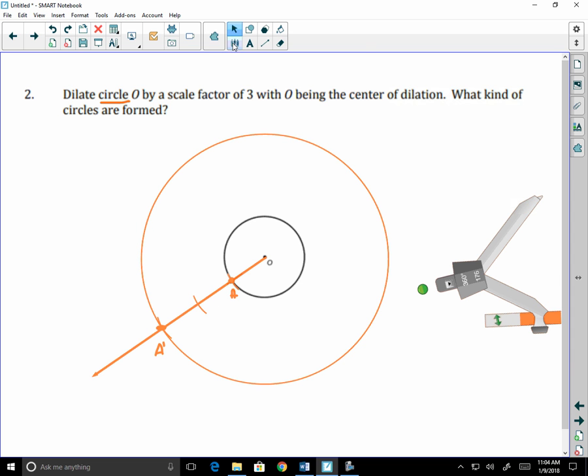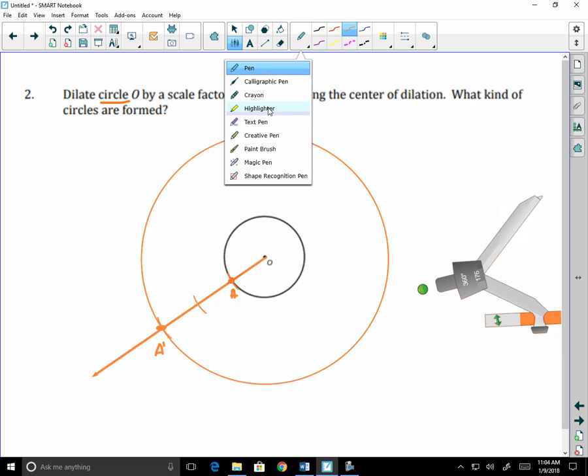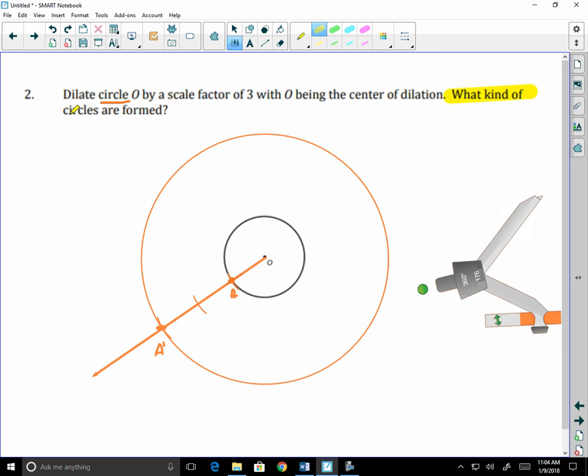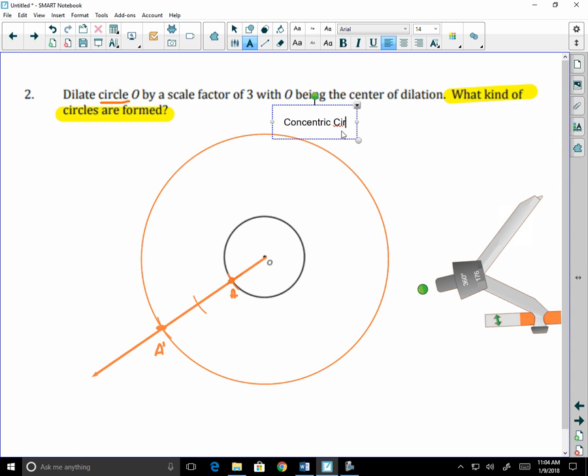Now, the last question that they asked us about here is very important. What kind of circles are formed? We talked about this in class. I said the word. I don't know how many of you wrote it down or not, but these are what are known as concentric circles. Helps to spell right.